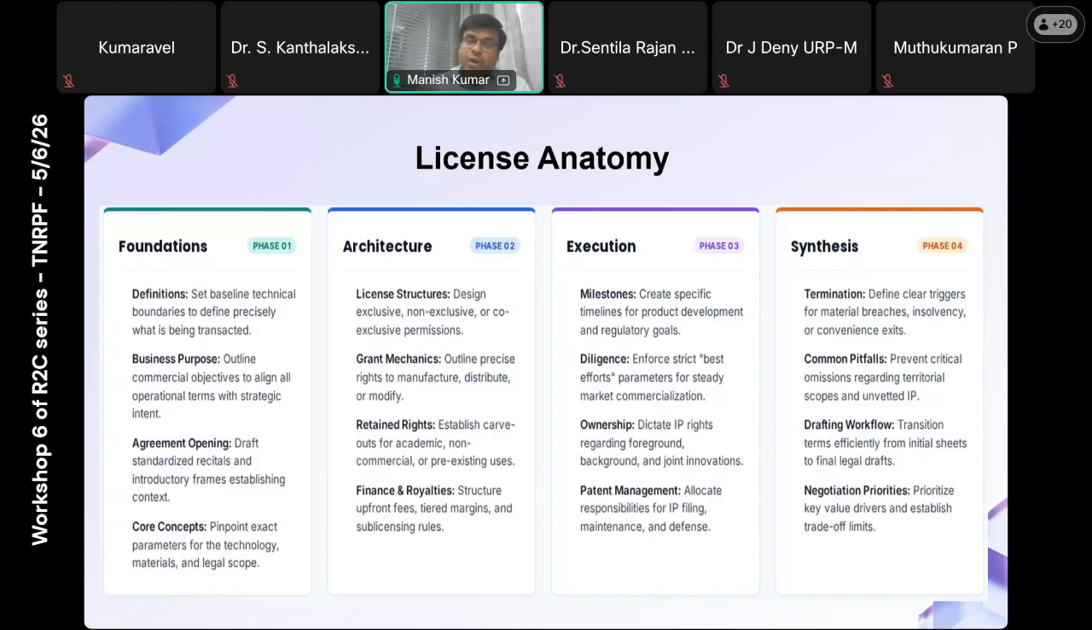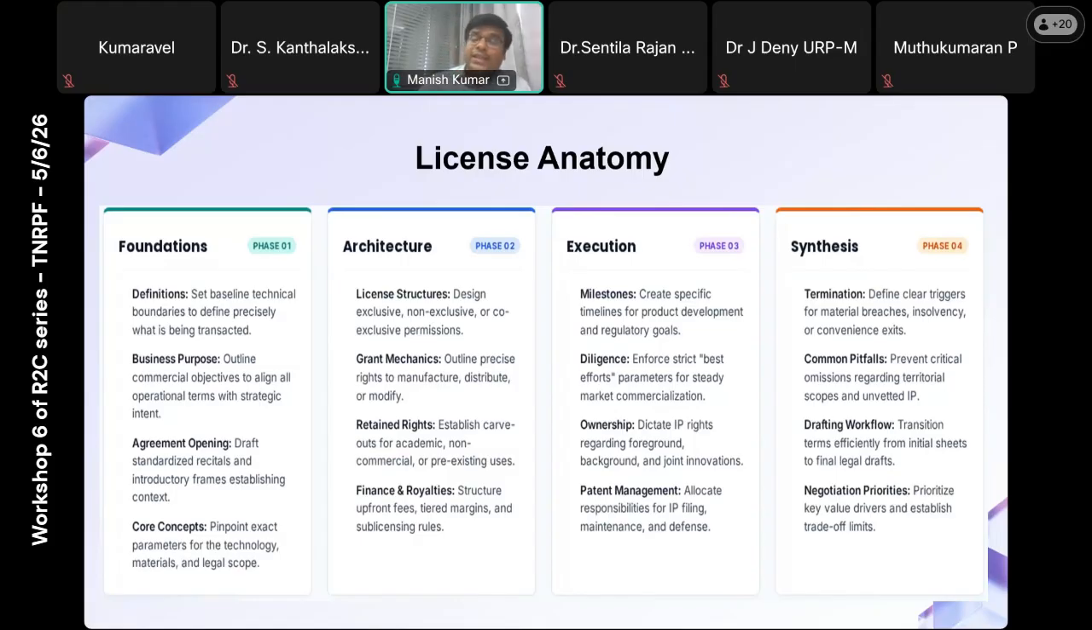Like how you want to give the rights, what kind of rights you want to give, what are the activities or deliverables that person has to do, what are the retained rights, what I am going to retain with me. For example, the background IP, the IP that I have, I am the owner, so I want to develop more on this. So those rights are retained or not.